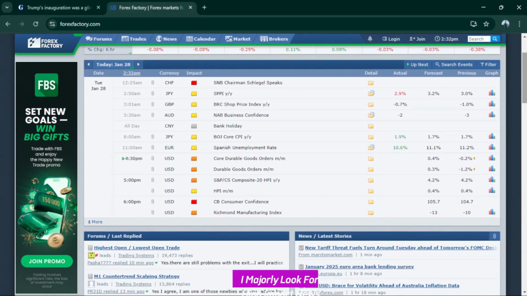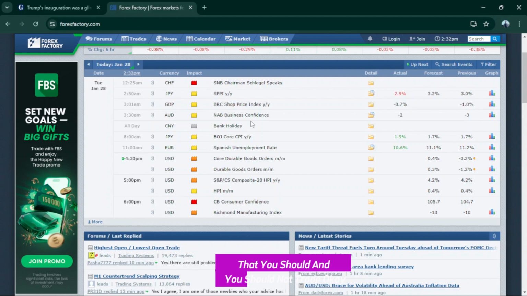I majorly look for high impact news that's going to affect the market. That's exactly what you should be doing too. You want to be looking at high impact news, and you don't want to be focusing on the less impactful news. If you don't know how to use Forex Factory, I suggest you search for how to use it and identify the impactful news that's going to affect the market, the news you should and should not trade.